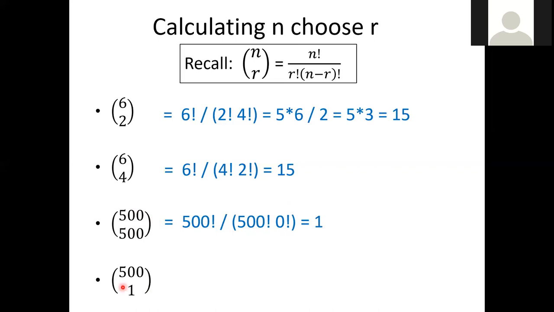What about this? That also has a simple formula. This would just be 500, and does it agree with our notion of what we introduced this as? So how many 1-element subsets of a 500 element set are there? Well, it's just the number of elements of the set, because each 1-element subset contains just a single element. So how many single elements are there in a 500 element set? 500.